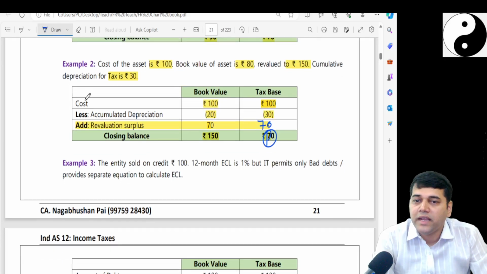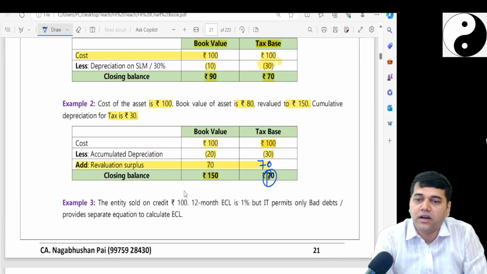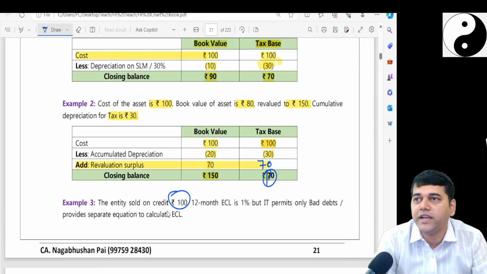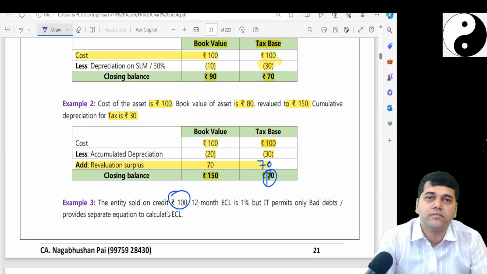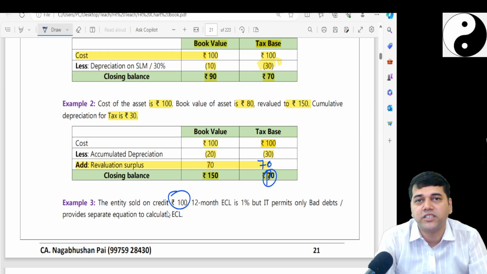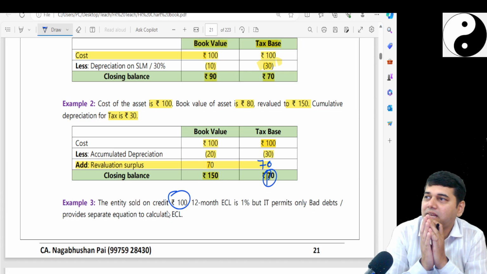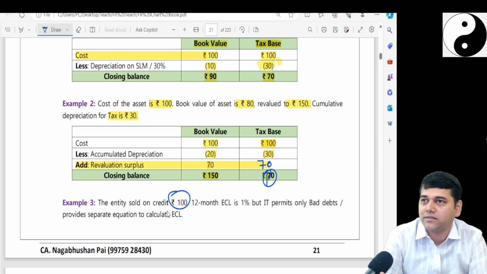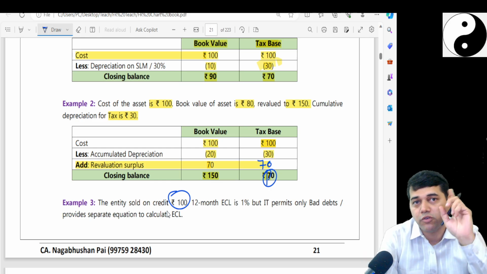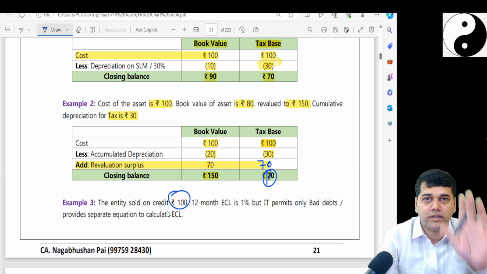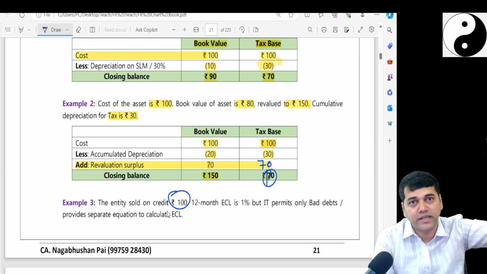Yes. Entity sold on credit, 100 rupees. What accounting entry did you pass? Debtor to sales. In this, which item is sitting in the balance sheet? See, we are going with the balance sheet approach. Sales is a P&L item, we are not looking at it. In the balance sheet, debtor is sitting at what value? 100. Have you presented that debtor to income tax also?